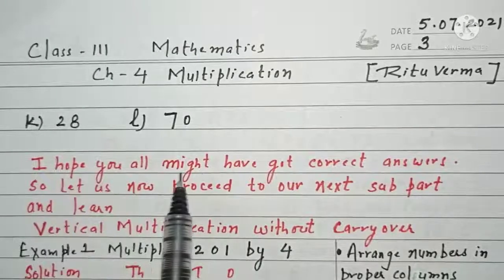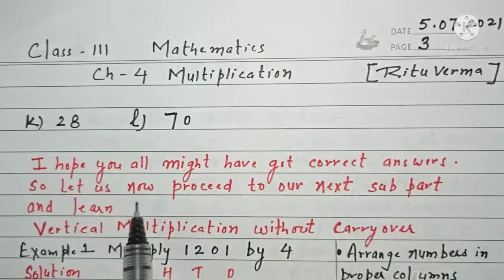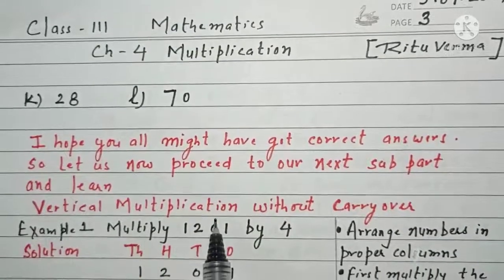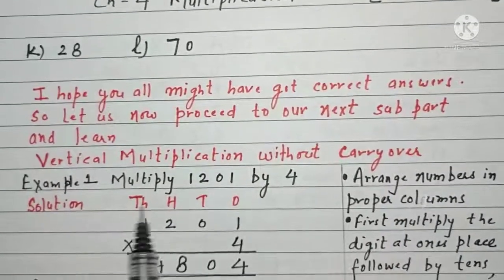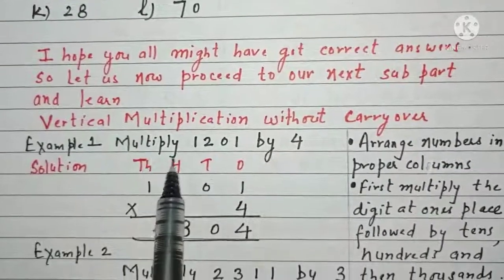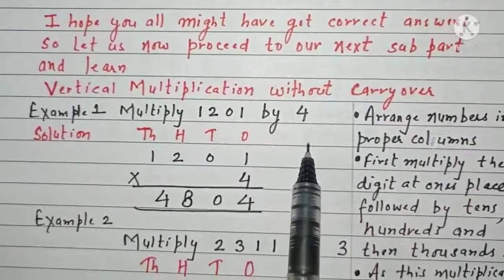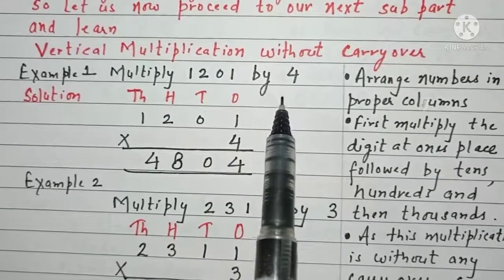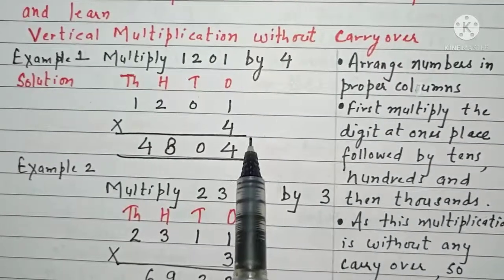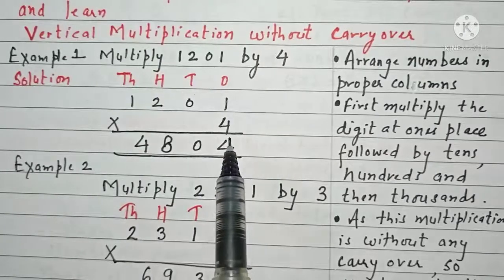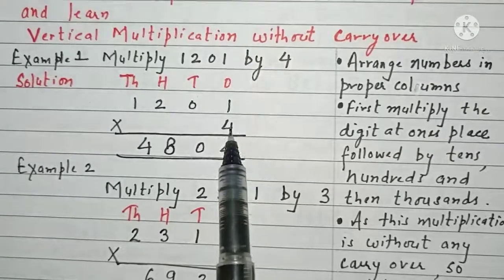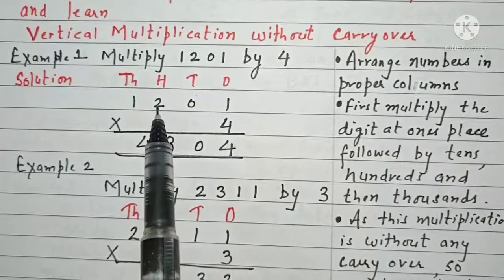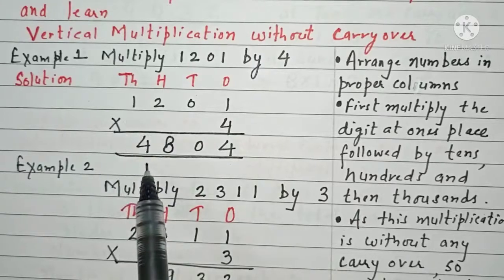So dear children, I hope you all might have got the correct answers. And let us now proceed to our next subpart and learn how to do the vertical multiplication without carryover. So as per the example number 1, multiply 1201 by 4. First of all children, arrange the numbers in proper columns as we have to multiply it with the 1-digit number. So what we have to do, first you have to multiply the digit at the ones place, like 4 ones are 4, 4 zeros are 0, 4 twos are 8 and 4 ones are 4.